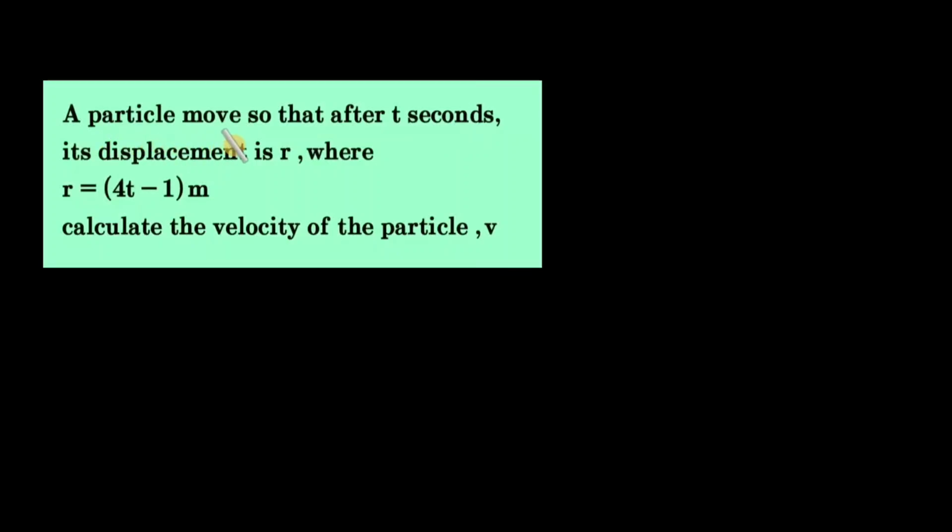A particle moves so that after t seconds, its displacement is r, where r equals 4t minus 1 meters. Calculate the velocity of the particle, v. To calculate the velocity of the particle from displacement, the formula v equals dr/dt is used. That's the differentiation of displacement with respect to time.